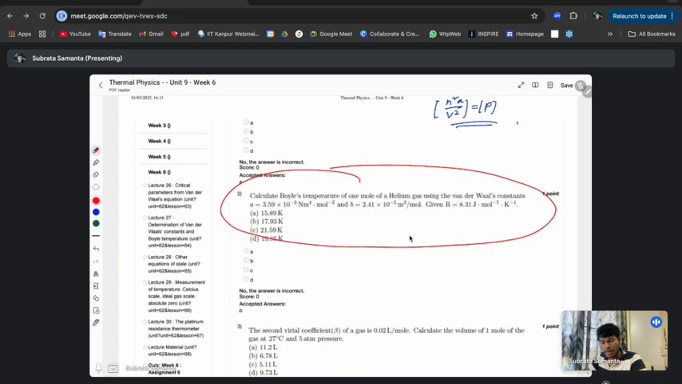In the next question, calculate the Boyle temperature of 1 mole of helium gas. Basically, the helium gas we can consider as a van der Waals gas, where the van der Waals constant A is this value, the value of B is given, and the value of R is also given. Calculate the Boyle temperature.